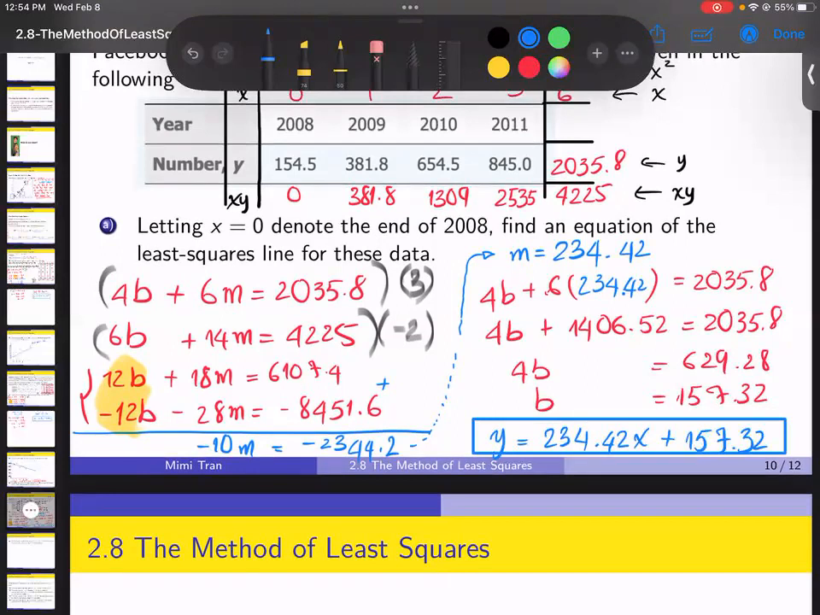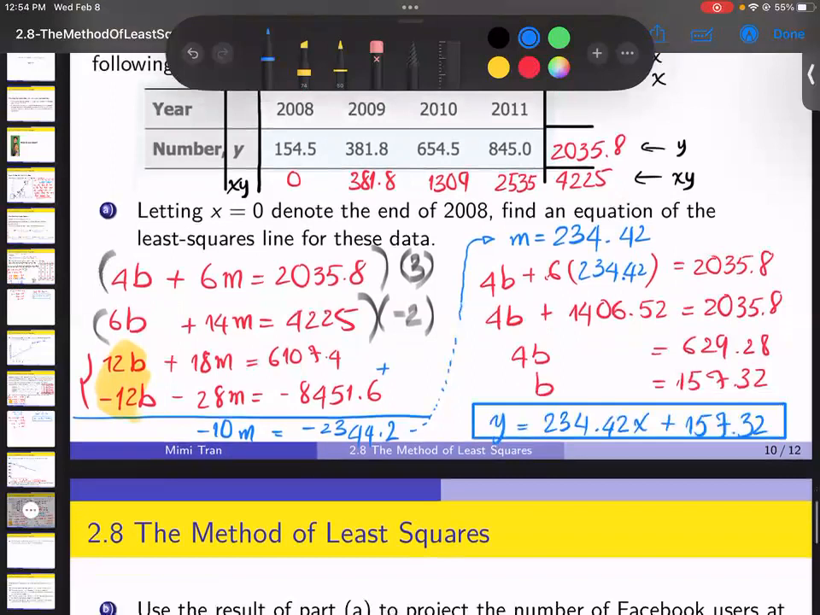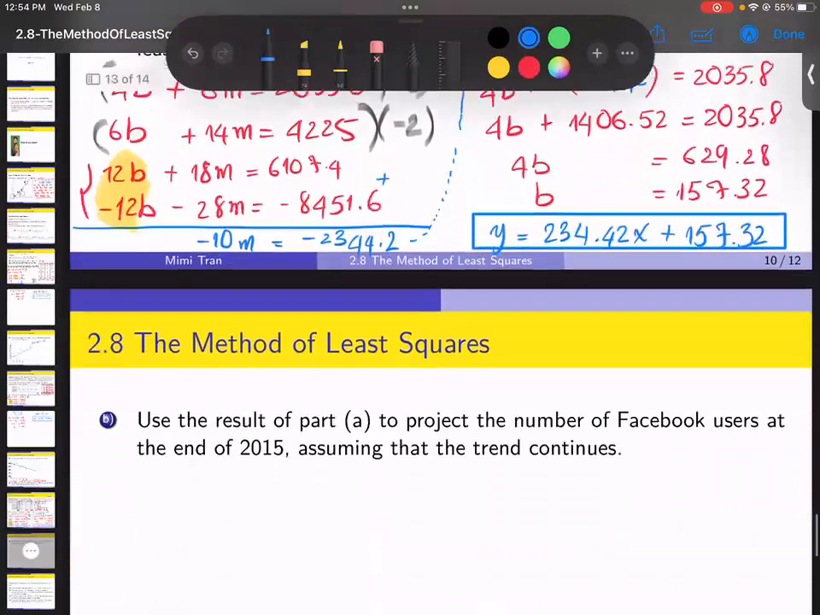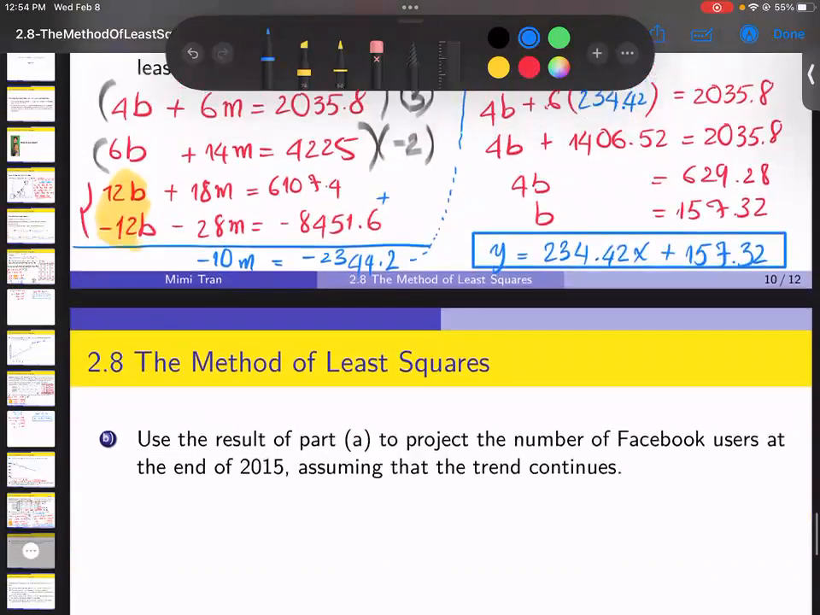One more. This is one more question, not one more problem. Part B. Yeah, I'm getting tired of doing these too. Use the result of part A to project the number of Facebook users at the end of 2015. Assume the trend continues, and it looks like it continued, right?